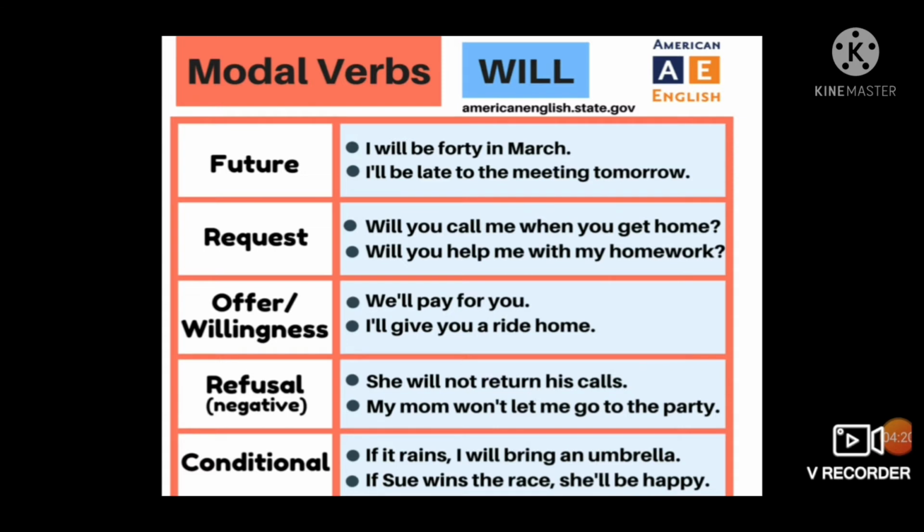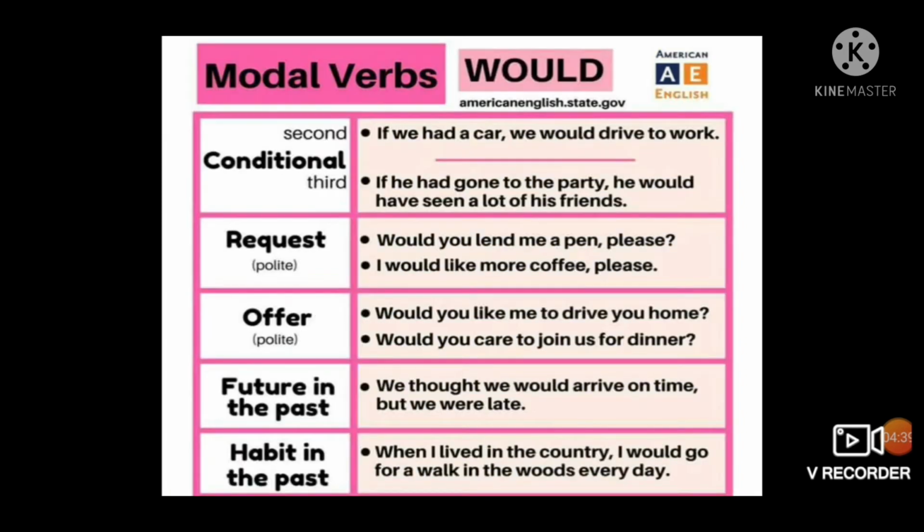Then conditional. You can use will in the first condition, that's a probable condition. So look, if it rains, I will bring an umbrella. If she wins the race, she will be happy. So here is a condition, a probable condition. That's the possibility.